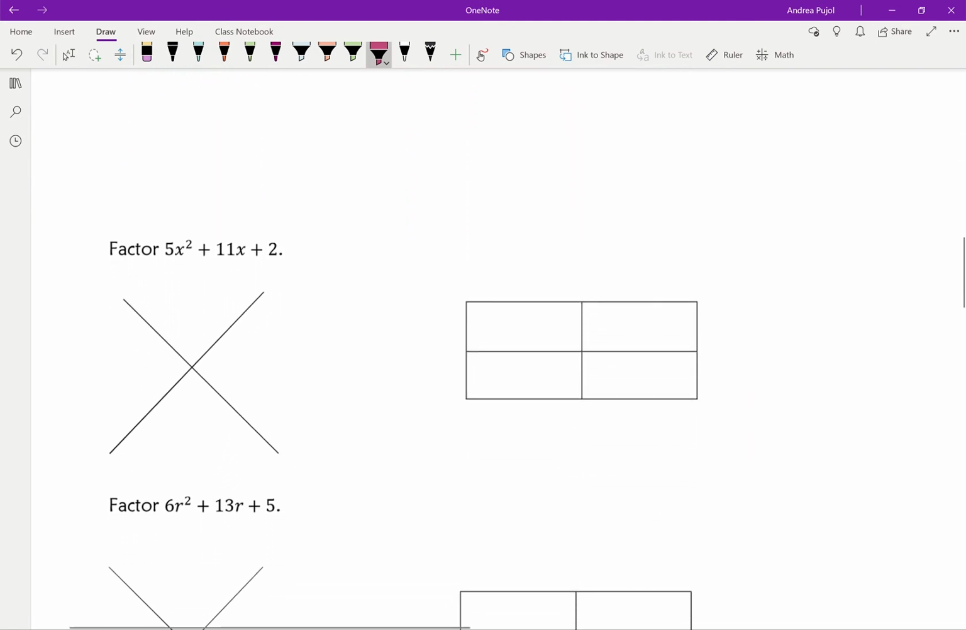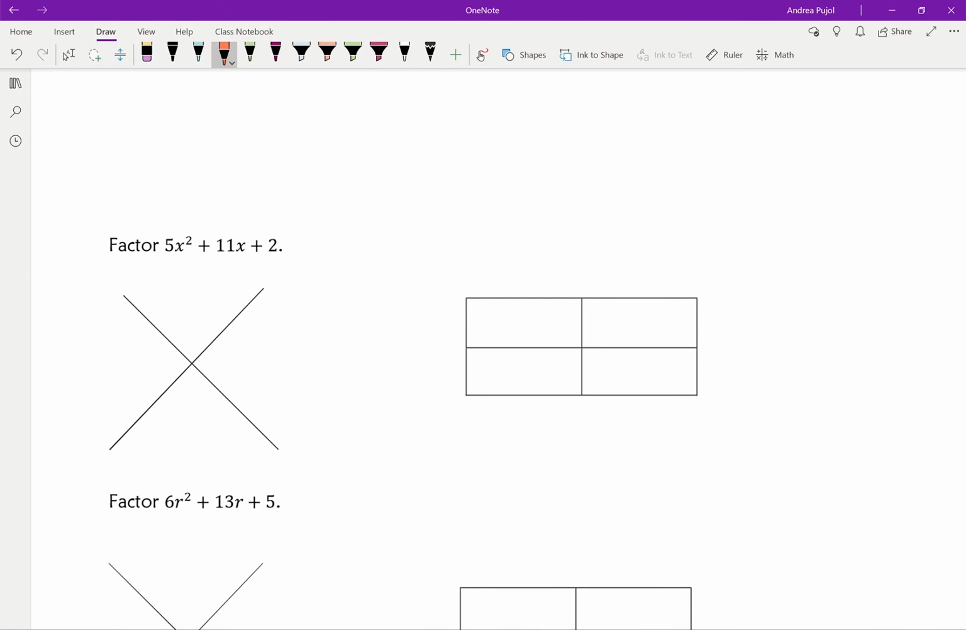Next, we'll first consider again, do I have a greatest common factor? I'm looking at 5, 11, and 2. There is no greatest common factor, so I'm just going to go right into the factoring. So in my numerator, I'll have 5 times 2, which is 10, at the top of the x, and in the bottom of the x, I'll have 11. So two numbers that multiply to give me 10 and add to give me 11 are 10 and 1.